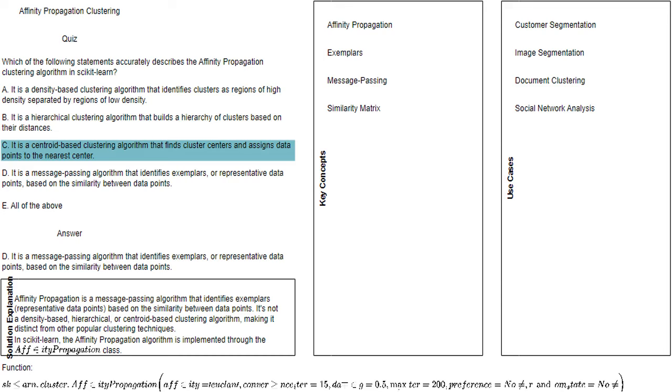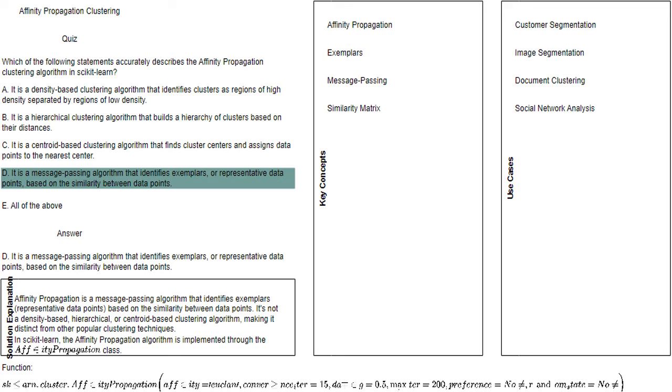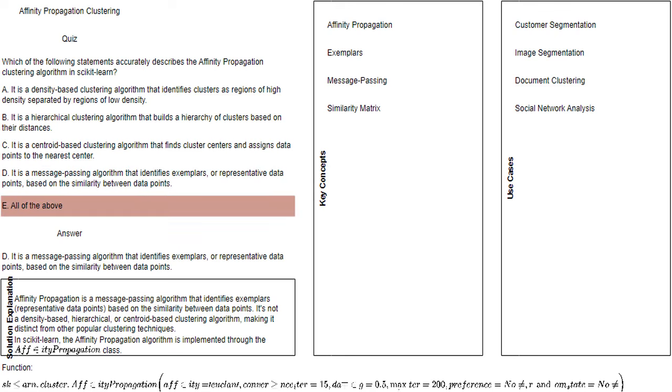C. It is a centroid-based clustering algorithm that finds cluster centers and assigns data points to the nearest center. D. It is a message passing algorithm that identifies exemplars or representative data points based on the similarity between data points. E. All of the above.